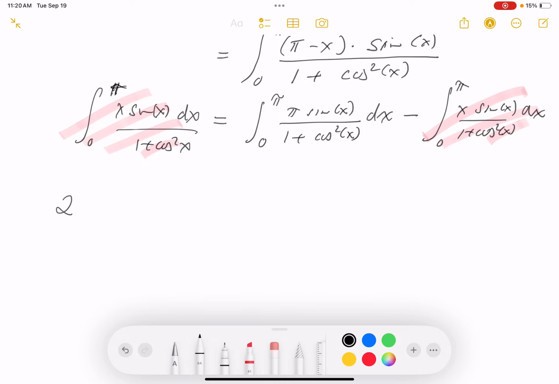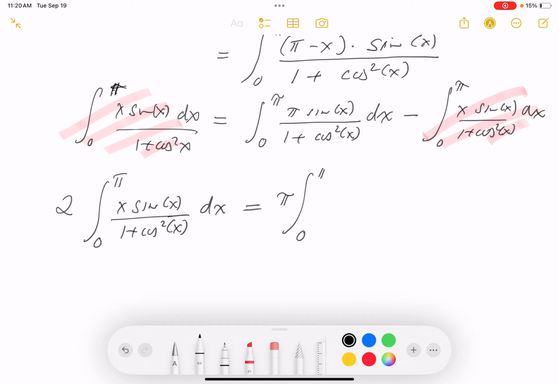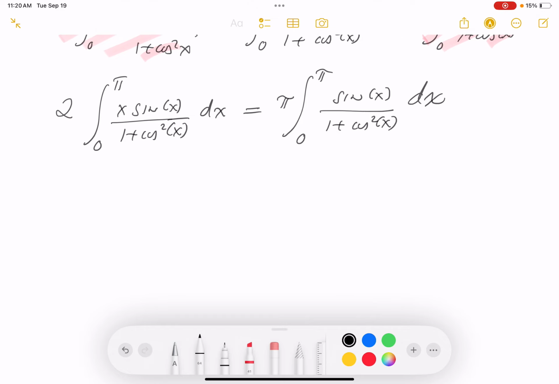You get 2 times the integral from 0 to pi of x sine x over 1 plus cosine squared x dx is equal to, and actually an easier integration problem, I'm going to pull the pi out though. And that's going to be sine x over 1 plus cosine squared x dx. All right? So I'm going to say right now, I got an integration that I think I can handle.